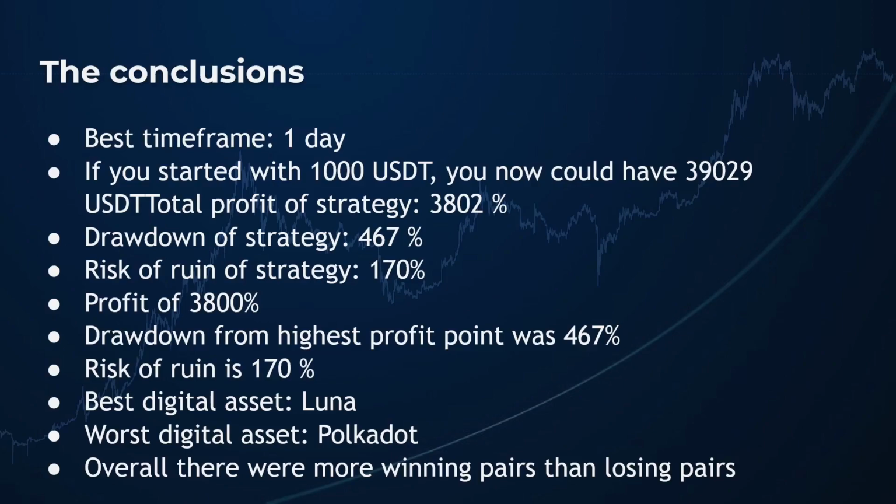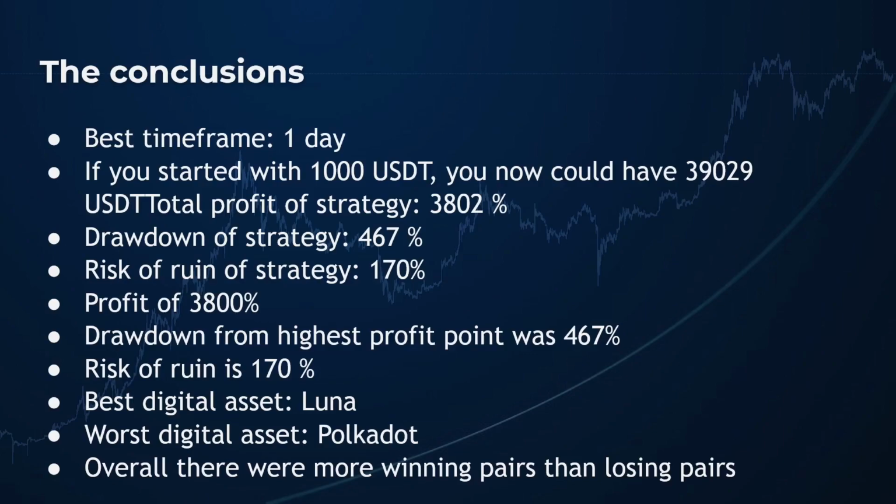So the conclusions of my analysis of this strategy are that the best time frame for this MACD SMA crossover strategy is a 1-day time frame, and that if you have started with $1,000, you now could have slightly over $39,000. That's a profit of more than 3,800%. However, you risk a drawdown from the highest point of around 467%.